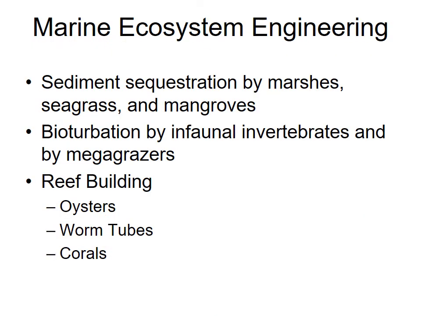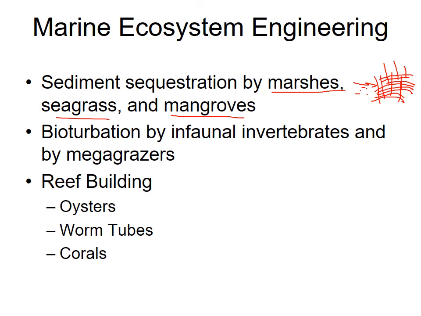Okay, so some examples of ecosystem engineering by some of the organisms that we have talked about in this lecture, marshes, seagrass, and mangroves, would be like the way they sequester sediment. So where you've got the plant, and because the plant intercepts the particles of sediment, you end up with this buildup of sediments, and so you're sort of building up the seabed where you have these things, and that's an important type of ecosystem engineering.